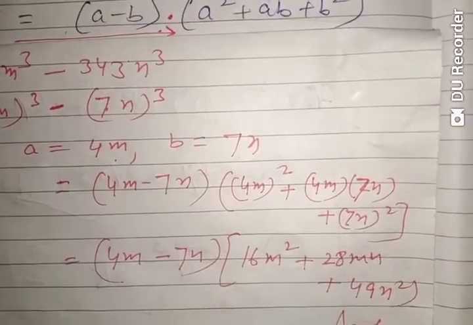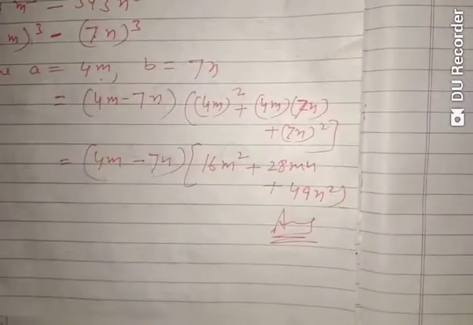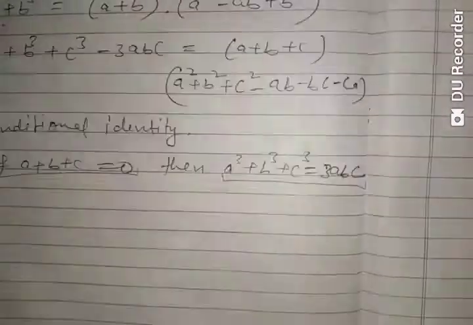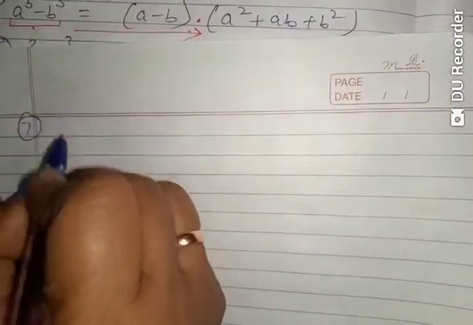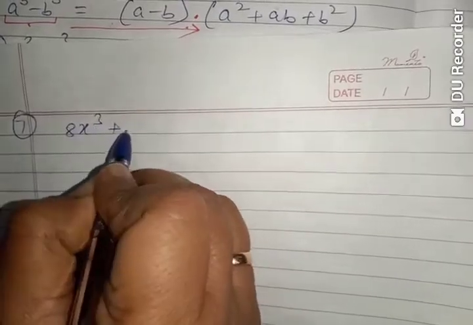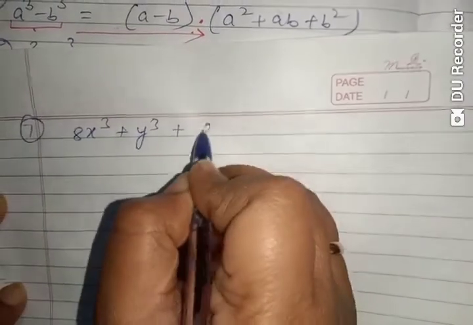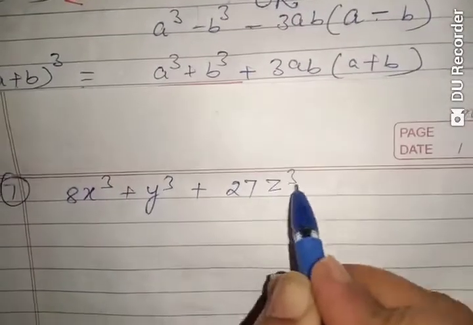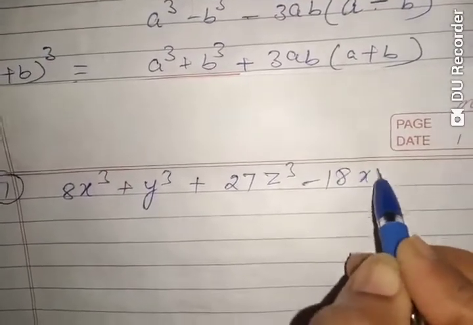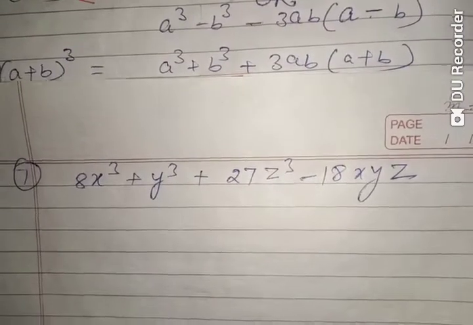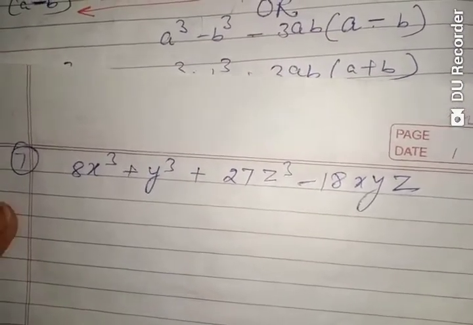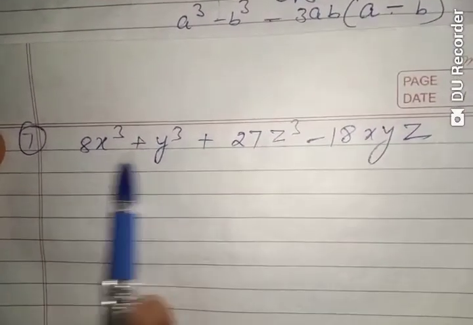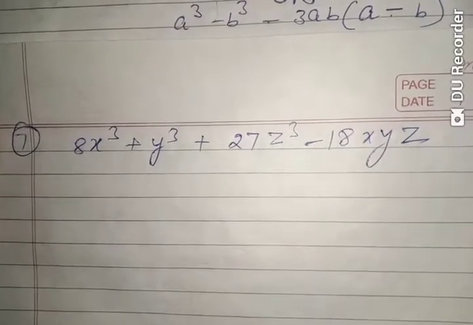One more cubic identity is left that I am going to discuss with you. The identity question that I will take is 8x cube plus y cube plus 27z cube minus 18xyz. Now see it carefully. How many terms does it have? It has 4 terms. So how can we come to know which identity?